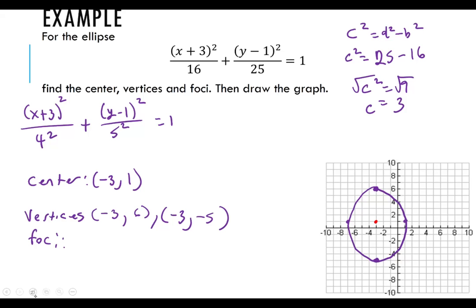And so then, from my center, I can just go up a distance of 3 and down a distance of 3. So 1, 2, 3, 1, 2, 3. And so then I get that my foci are negative 3, 4, and negative 3, negative 3. Found the center, found the vertices, found the foci, and we drew the graph already.